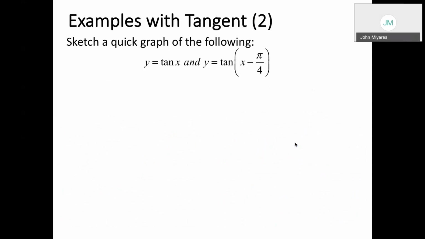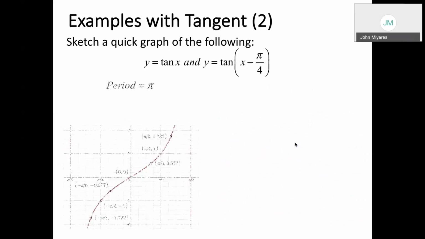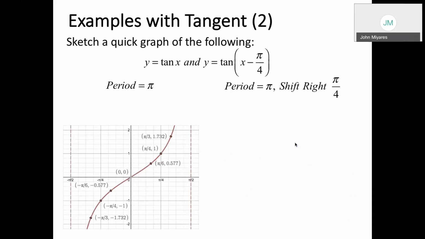Let's look at another one. Here we want to compare the graph of the tangent function to the graph of the tangent of the quantity x minus pi over 4. Again, let's look at our basic shape of the tangent graph with a period of pi. For the tangent of x minus pi over 4, your graph is still going to have a period of pi, but everything is going to be shifted over to the right by a factor of pi over 4.